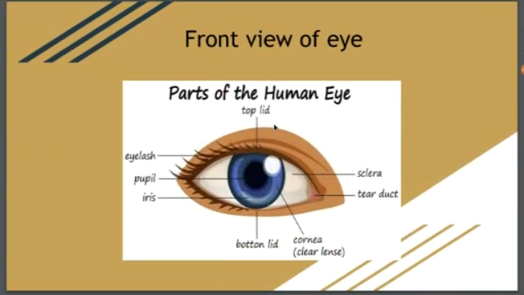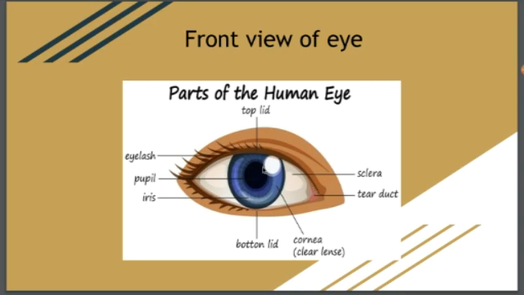This is the front view of the eye. On this we have a thin transparent membrane. We call it the cornea. This is kept moist by the tear glands. Behind this we can see the whitish part. This is the sclera. This gives the shape to the eye.